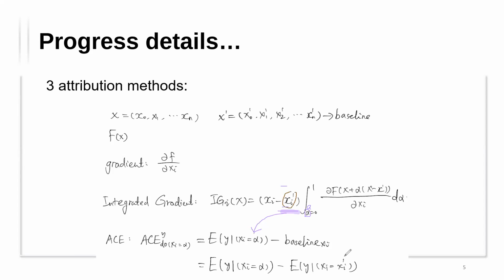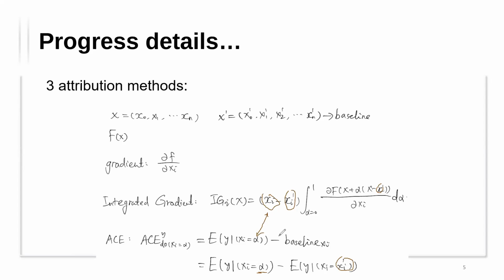I think I'm not correct. Yeah, you're right. So please go on. So the x prime is the baseline. So this one is the baseline, and here we have baseline here. But alpha is our input. So the alpha is equivalent to this xi. So we have one input and one baseline. So somehow the integrated gradients and ACE almost share the same input. We have a baseline xi prime.